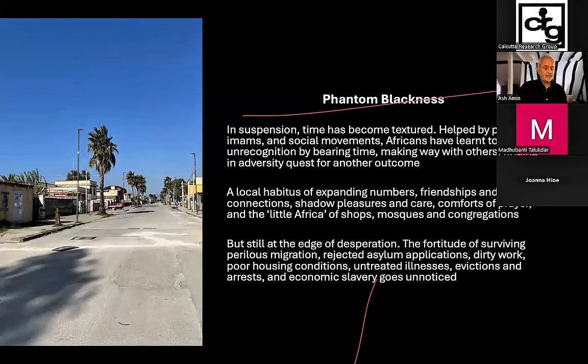the occhio bianco. And then for the older generation, some in their fourth decade of residence, time itself has brought some reliefs of cohabitation. At critical moments, the help of civic organizations and religious missions such as the Centro Fernandez, with food and shelter and residency and applications, has played their part. But it is in blackness that a habitus of resumption has grown. A habitus that is formed in expanding numbers, of growing and cementing friendship and ethnic connections, in the growth of sites of shadow pleasure and care, the comforts of prayer, the little Africa of shops, mosques, and congregations that are springing up in Castelvolturno.